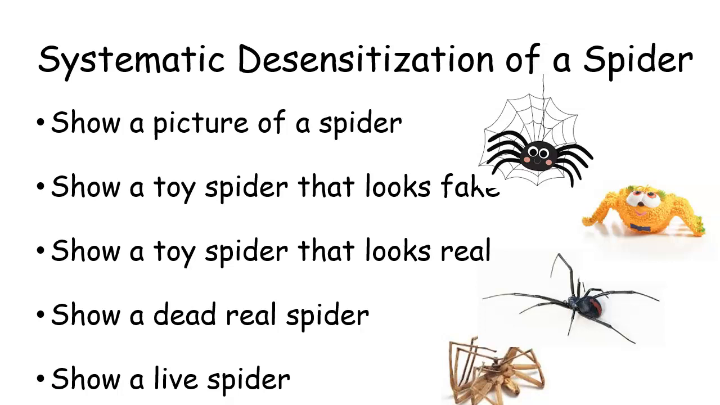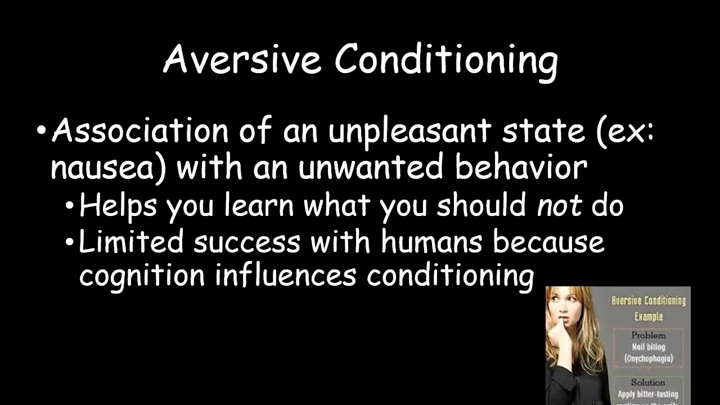Another example of behavior therapy that involves classical conditioning is aversive conditioning. In aversive conditioning, you associate an unpleasant state, for example, nausea, with an unwanted behavior. Aversive conditioning helps you learn what you should not do. The goal is to reduce the frequency of an undesirable behavior, like smoking, drinking alcohol, nail biting, overeating, things like that, by teaching the client to pair that stimulus with something that is unpleasant that results in an undesirable response.